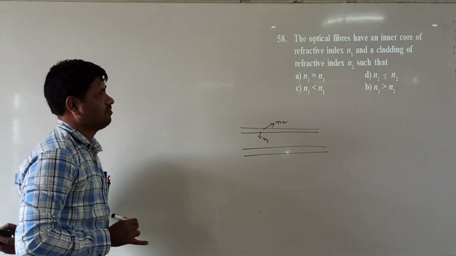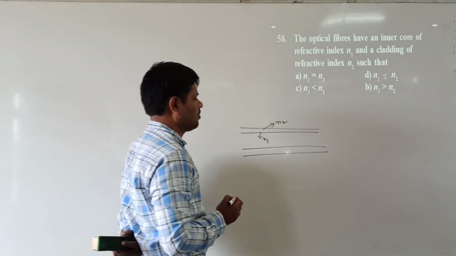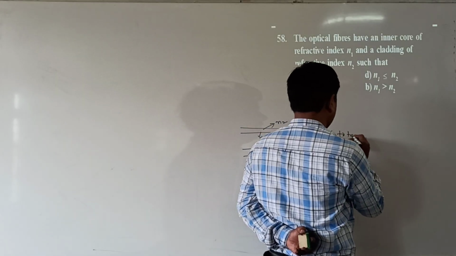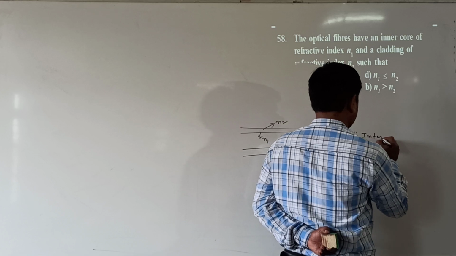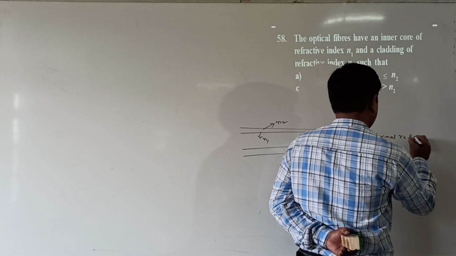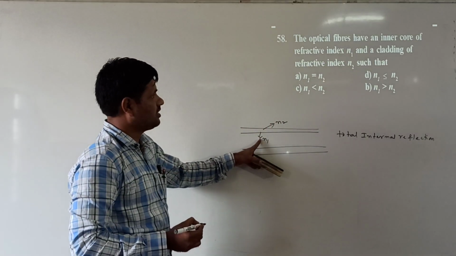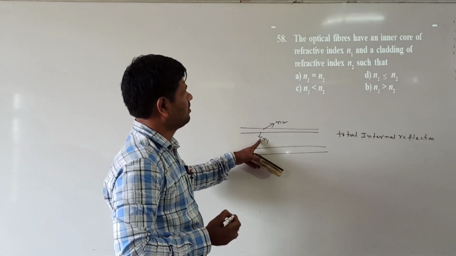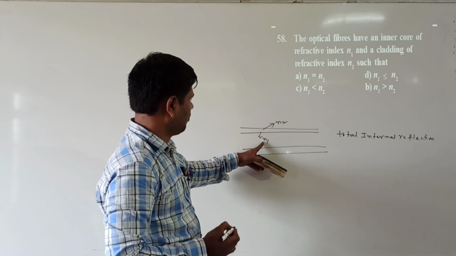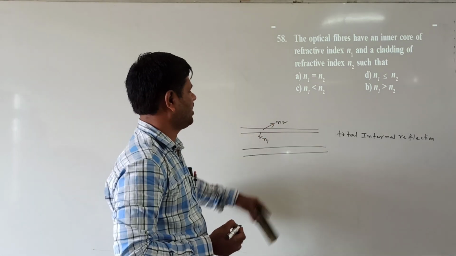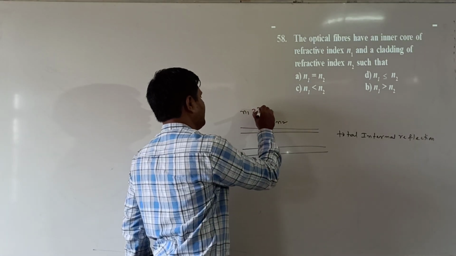Here, which one is correct? Optical fibers show the phenomenon of total internal reflection. In order to show total internal reflection, the refractive index of the core is larger than the refractive index of the cladding. That means n1 is greater than n2.